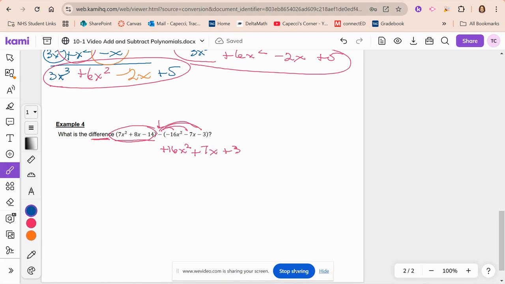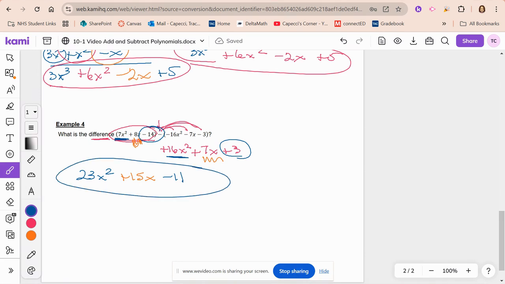So again, here is a 16x squared and a 7x squared. I'm going to make that 23x squared. Now I'm going to use that 8x here and 7x here, and that's going to give me plus 15x. And then I have negative 14 and positive 3 gives me a negative 11. So when I combine those like terms, that's what I get.